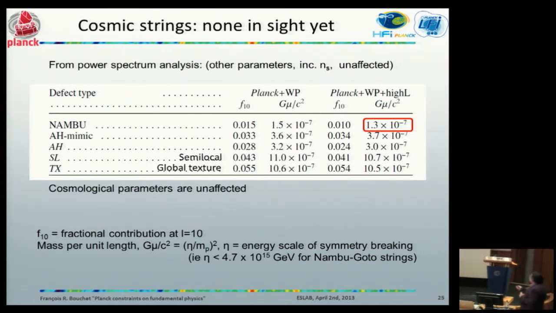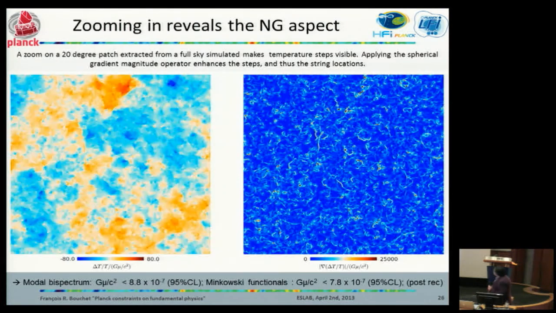And this is about 2 times 10 to the minus 7 for Gμ over c squared, which is the mass per unit length of the strings, but which has a direct correspondence to the symmetry breaking scale. And translated, this means that this has to be, for Nambu-Goto strings, smaller than 5 times 10 to the 15 GeV. In that case, this is interesting because we're sort of bounding things from above and not from below, as we do from usual particle physics.